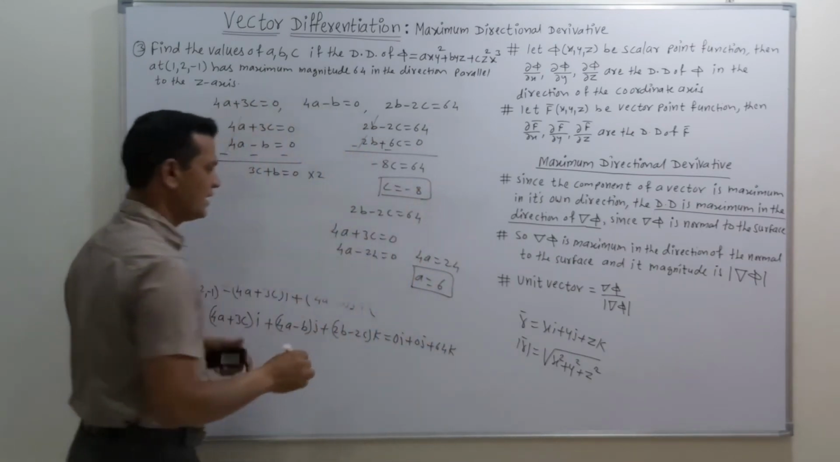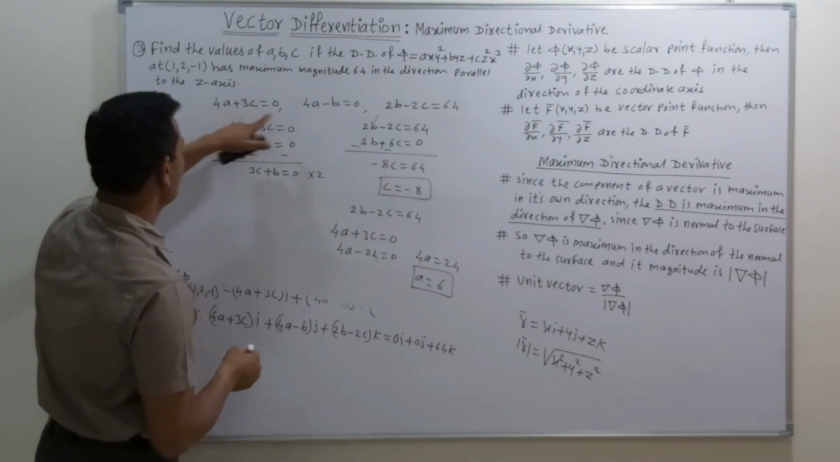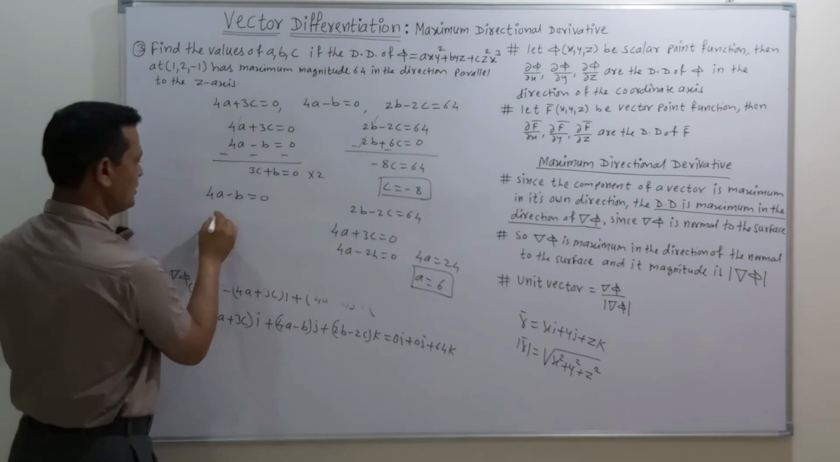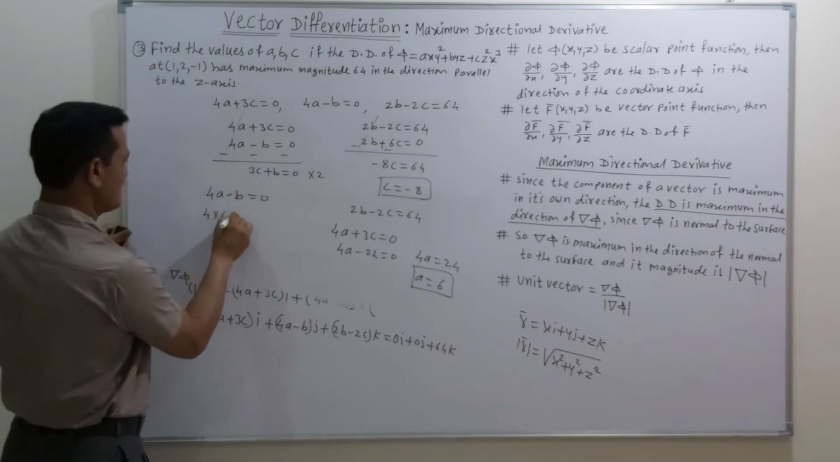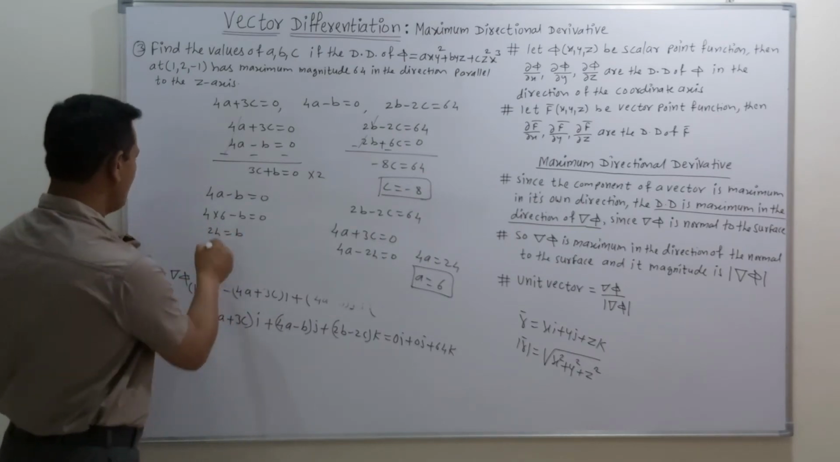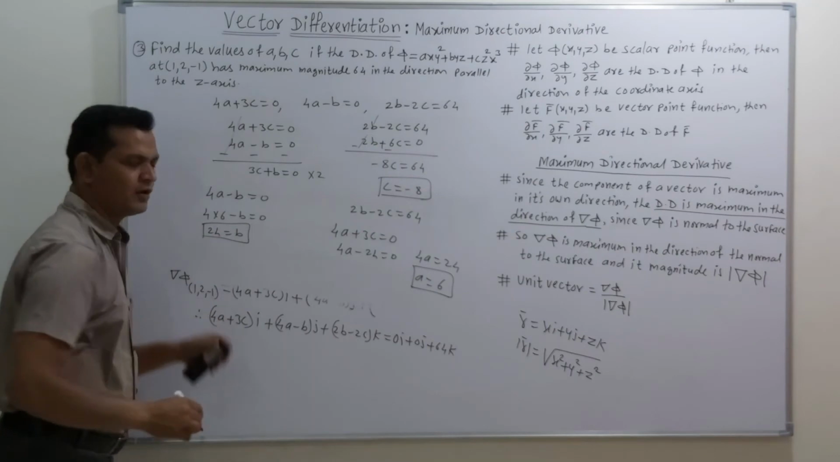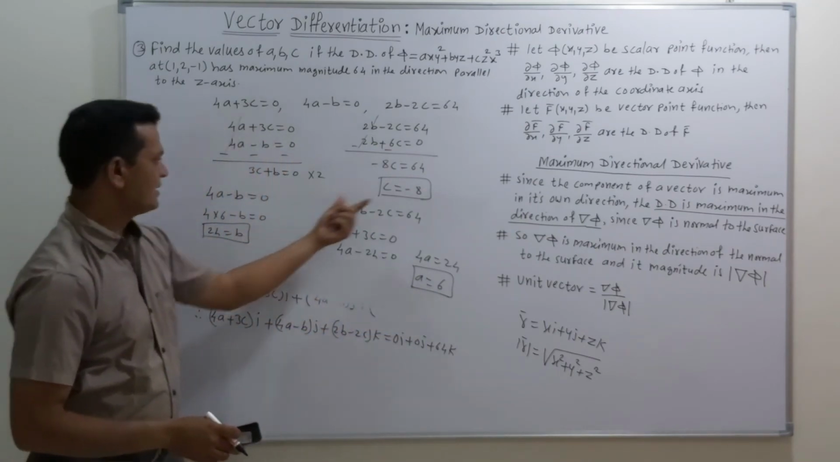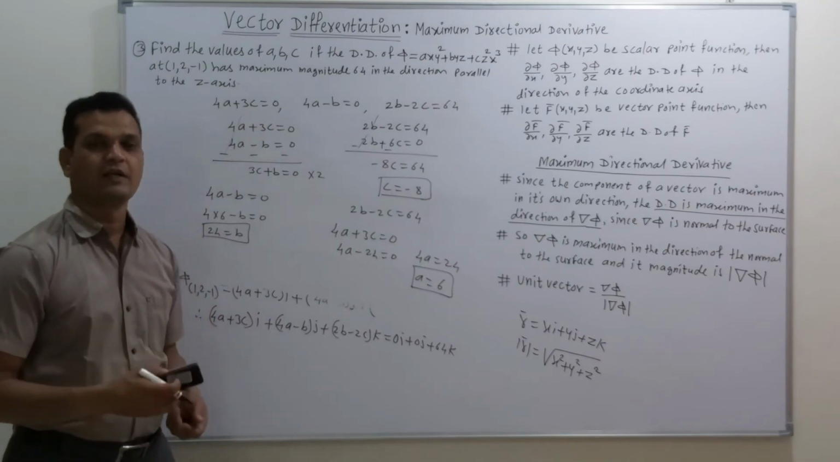c is equal to minus 8. Now let's find out the value of b. Here this equation is 4a minus b is equal to 0. So with a as 6, 24 minus b is equal to 0, so 24 is equal to b. In this way we get the values of the constants a, b and c. The value of a is 6, b is 24 and c is minus 8. So this is the third example.